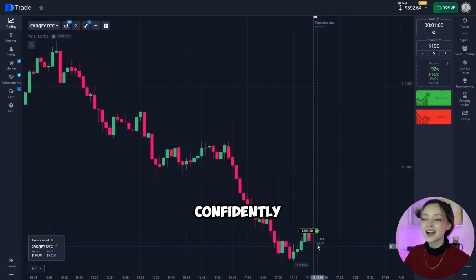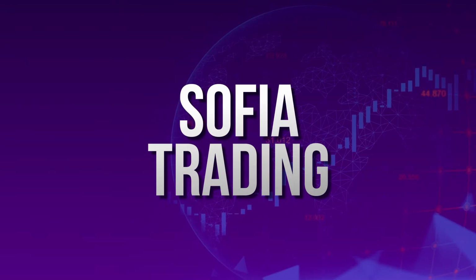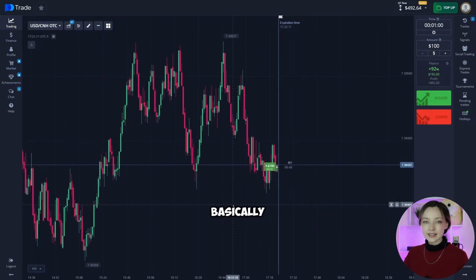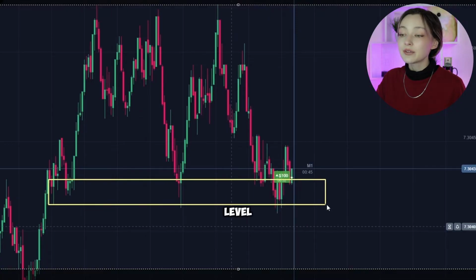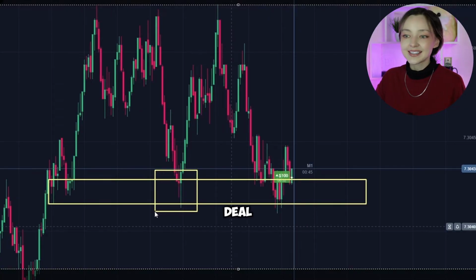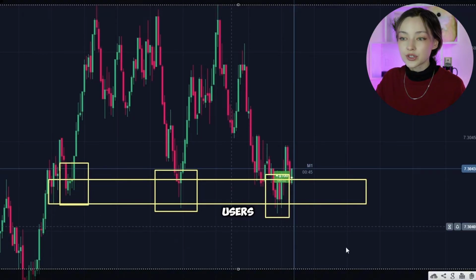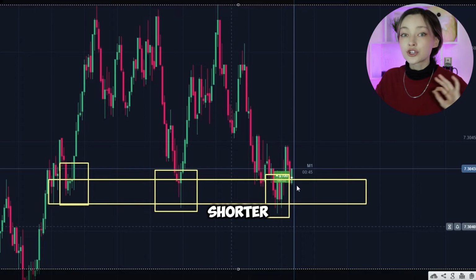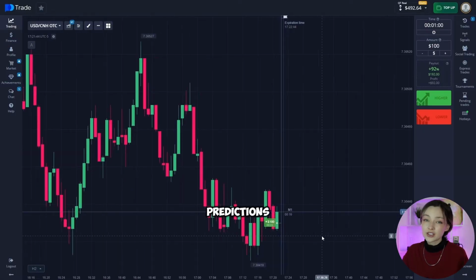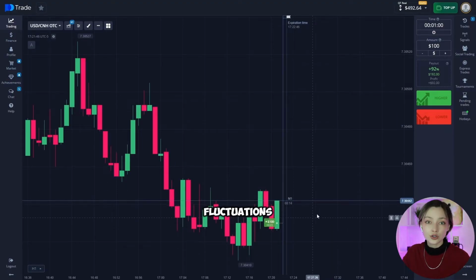By the way, our deal confidently closed in a profit. I'm placing another trade upwards this time. Basically, the exact same strategy. We can see this level right here. The price reacted to it, so I made a deal upwards in this case. Normally, binary options users prefer shorter time frames because most of the time trades are made according to predictions of tiny little price fluctuations.